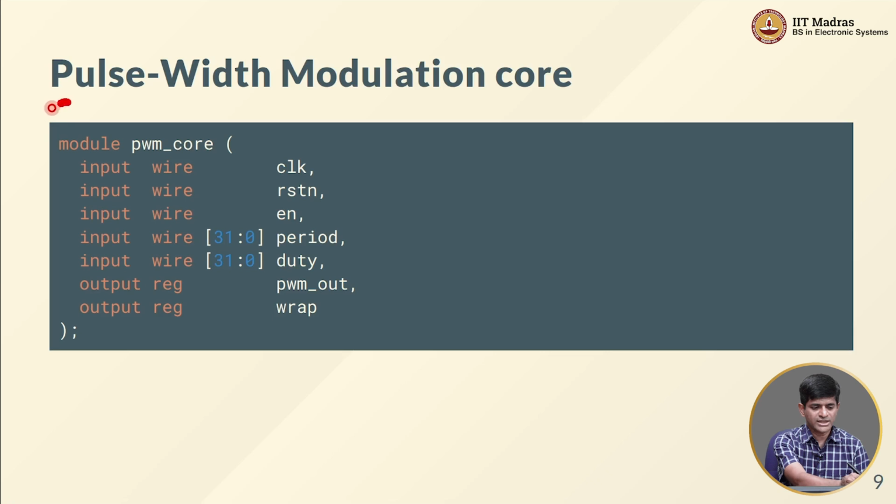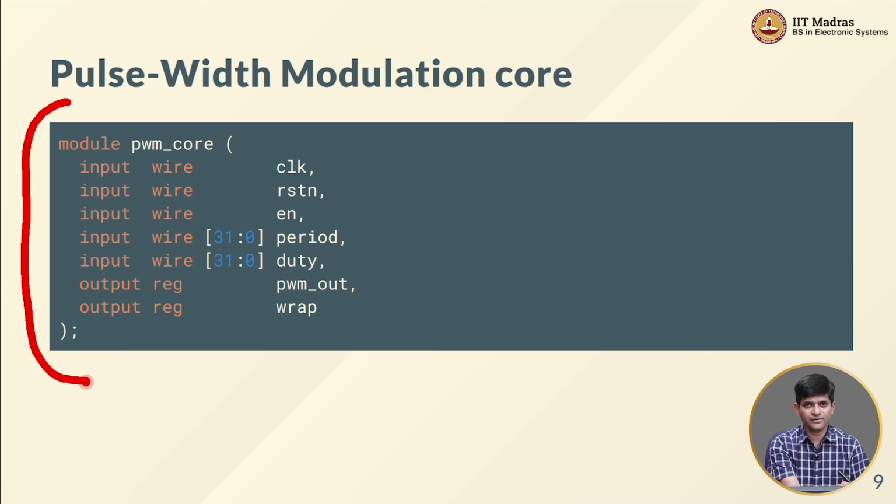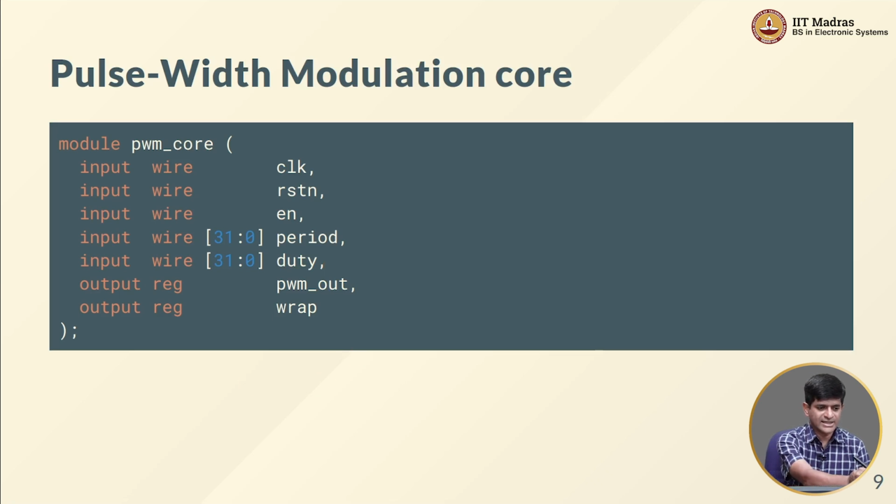Effectively what we are going to do is to create one Verilog module with this interface, whose job is just to do pulse width modulation. If you look carefully at this interface, you will notice that it has a clock, it has a reset signal, it has a signal to enable the counting, it has two 32-bit values that provide the overall period, the number of clock cycles for which it should be counting before it restarts, and the duty cycle.